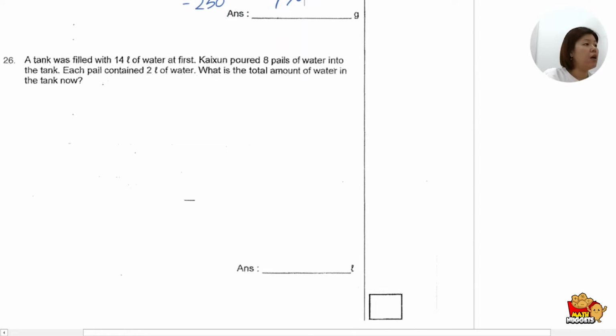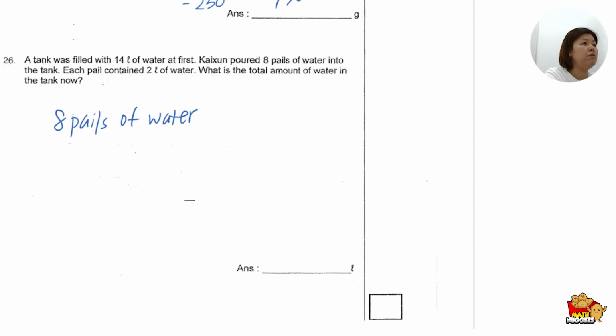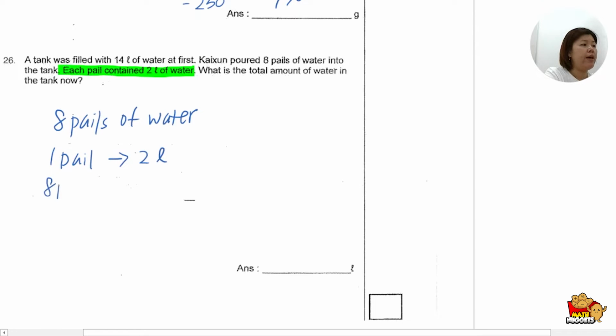Next, a tank was filled with 14 liters of water at first. Then Kai Xun poured 8 pails of water into the tank. So 8 pails of water. Each pail, 1 pail is 2 liters of water. So 1 pail is 2 liters. I have 8 pails, so it will be 8 times 2 equals 16 liters.